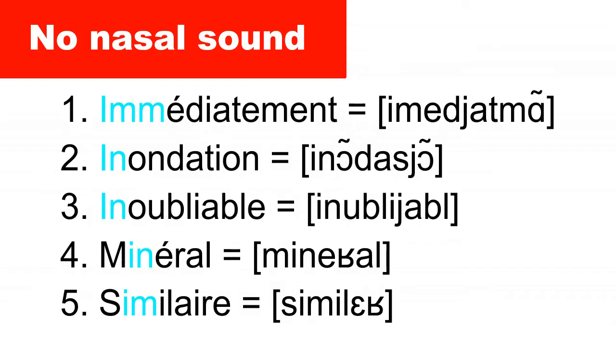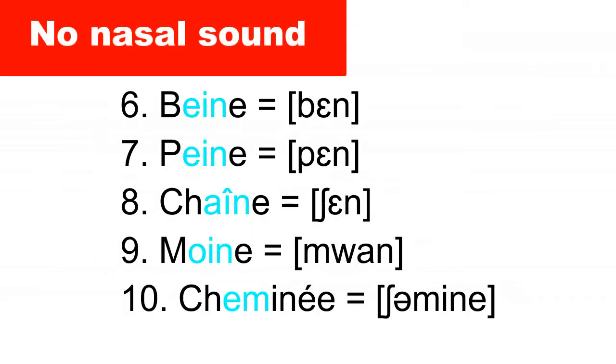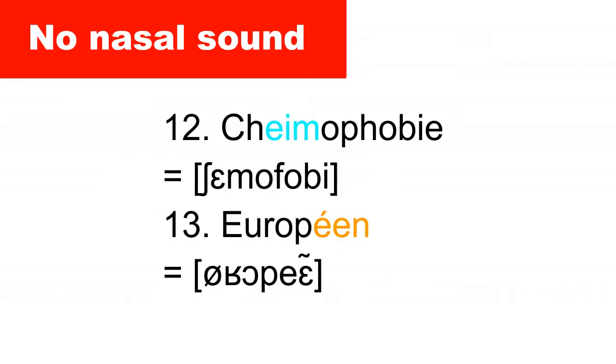Some exceptions for you. Immédiatement, inondation, inoubliable, minéral, similaire, peine, chaîne, moine, cheminée, chamophobie, and also européen. In this word, "ien" is pronounced as "un."